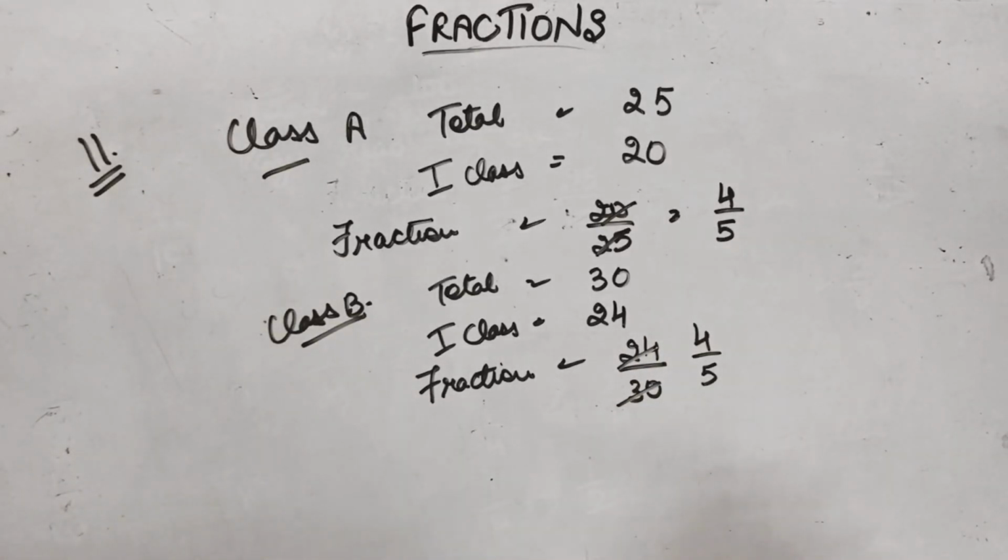So you have to tell in which class were there more fraction of students getting first class. Now both the fractions are coming same. So the fraction is same, which means the fraction of students getting first class is same in both the classes.